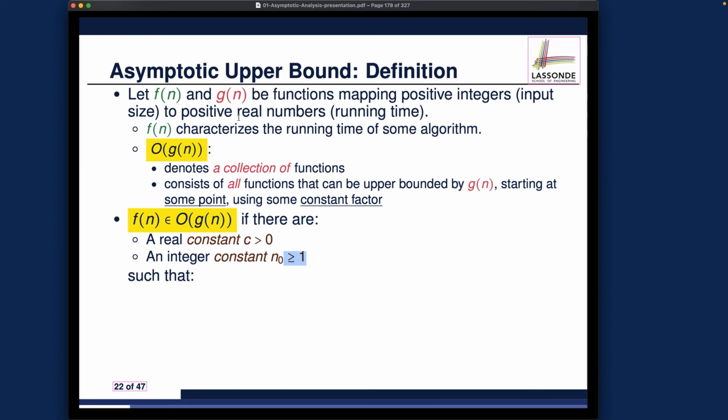Remember we said before the input domain for f and g should be positive integers. So that's why we say larger than or equal to 1. We don't really consider the input value being 0. All right, so far so good.